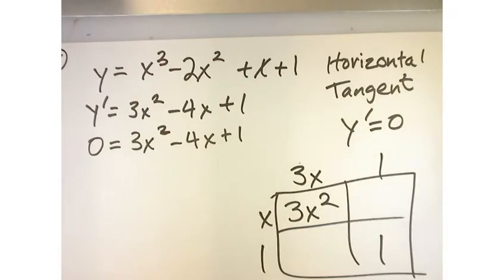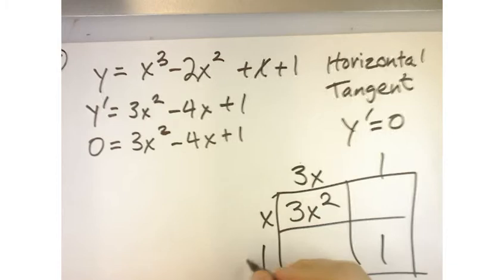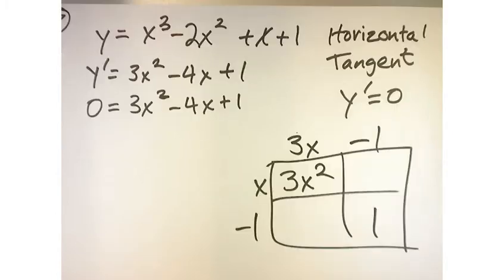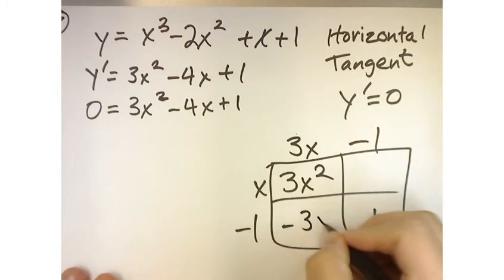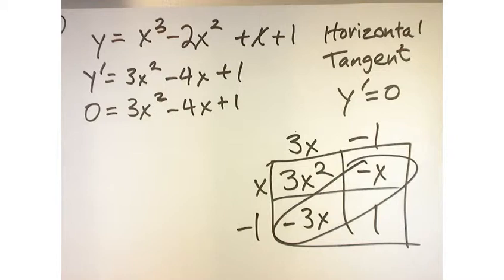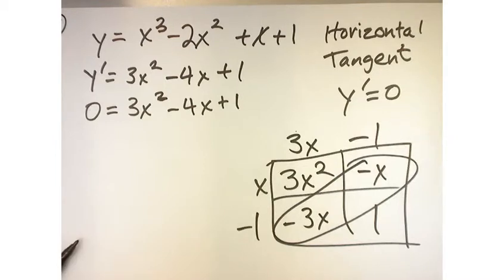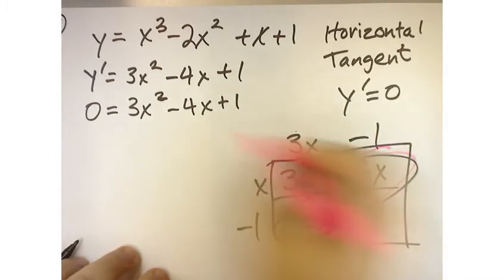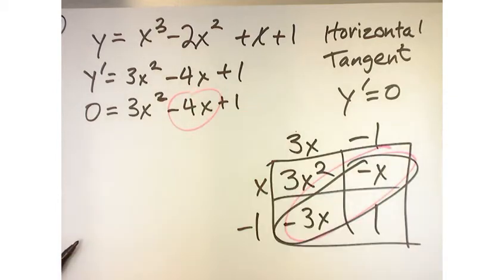Wait, how do you know it has to be 1? Because it does. Oh, because... What if I do this? What if I do minus 1, minus 1? This becomes negative 3x, and this becomes negative x. What's negative 3x minus another x? 4x. So this is this, right?